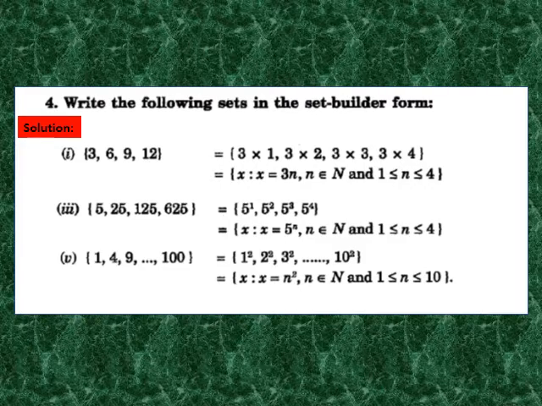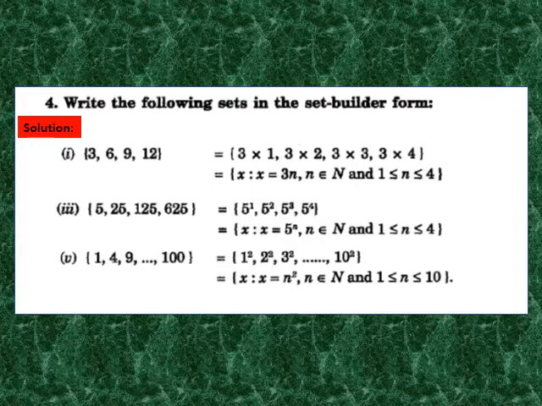N is what? 1, 2, 3, 4. So n means a natural number. So n belongs to natural numbers, but we also have to apply that this natural number is between 1 and 4. So 1 is less than or equal to n less than or equal to 4. Because if we are not writing that, then n can be any natural number. So we are going to restrict that also.